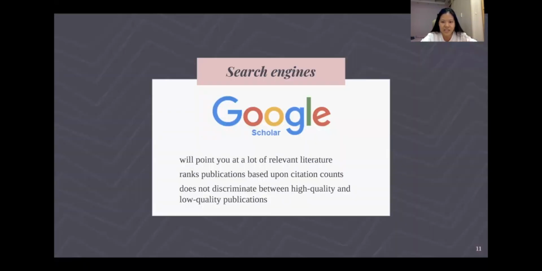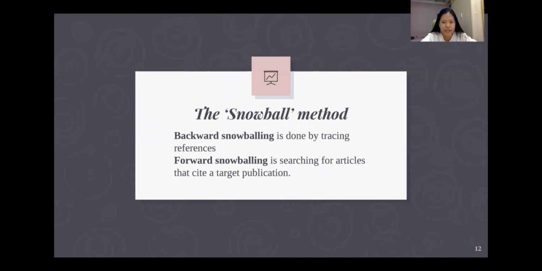For search engines, we must talk about the one that we all are too familiar with, which is Google Scholar. Google Scholar will point you at relevant literature. It also ranks them based on citation counts, but it doesn't differentiate between high or low quality publications. Therefore, it requires you to do your own scanning and selection. Other than Google Scholar, we also have other sites such as ProQuest, ResearchGate, or your own university e-library.